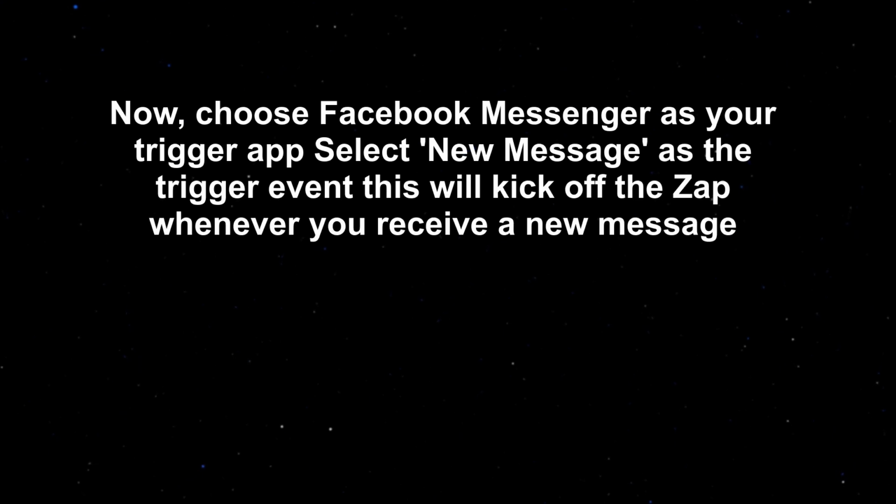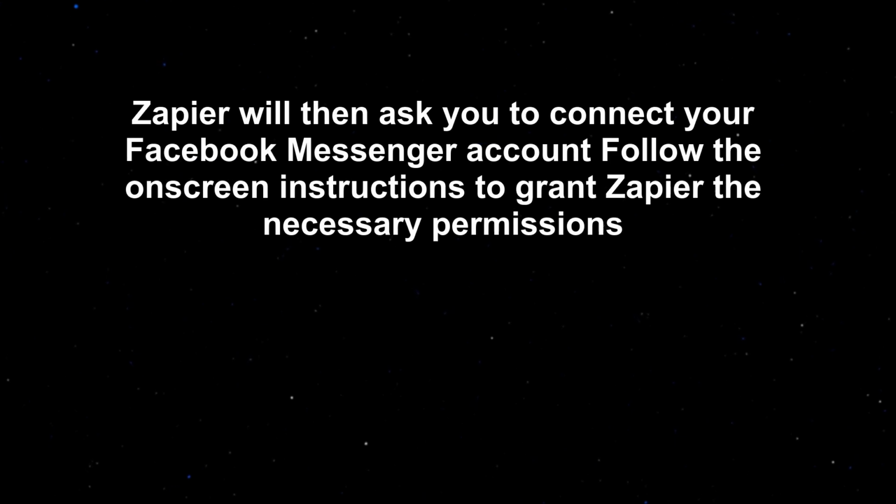Now, choose Facebook Messenger as your trigger app. Select New Message as the trigger event. This will kick off the Zap whenever you receive a new message. Zapier will then ask you to connect your Facebook Messenger account. Follow the on-screen instructions to grant Zapier the necessary permissions.